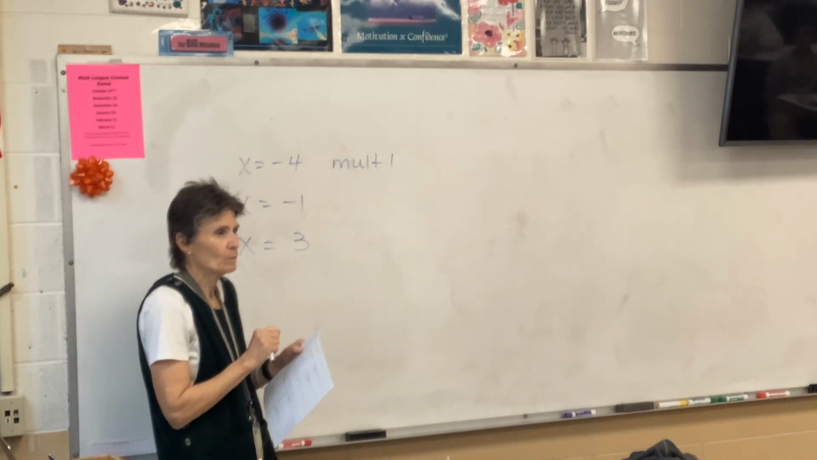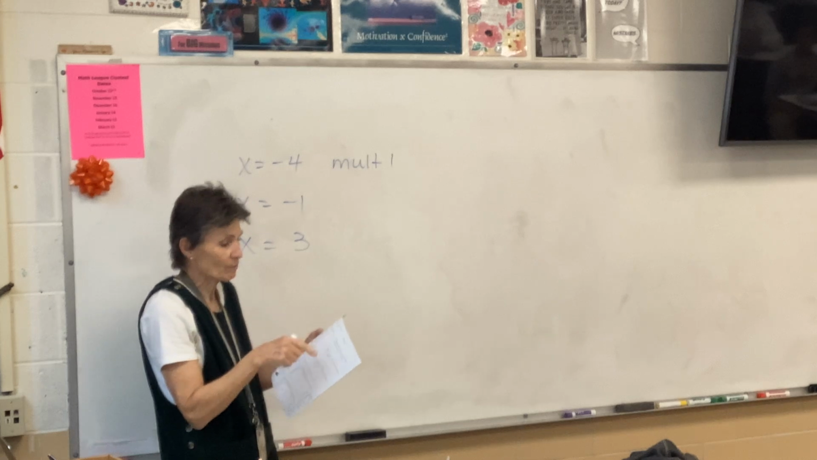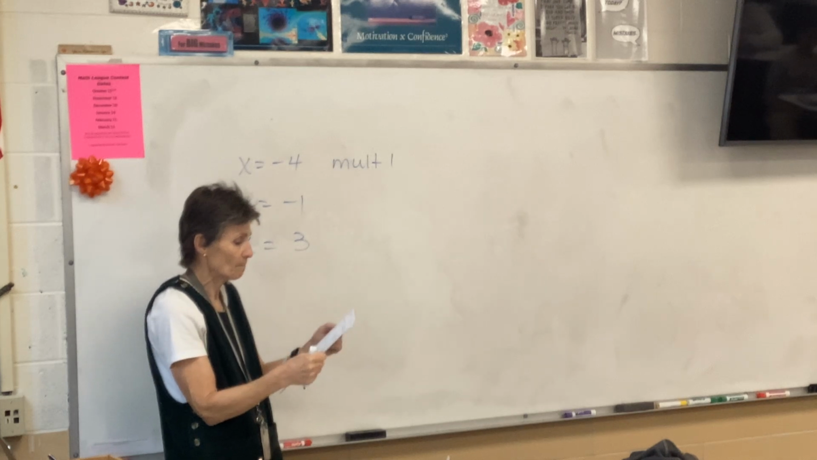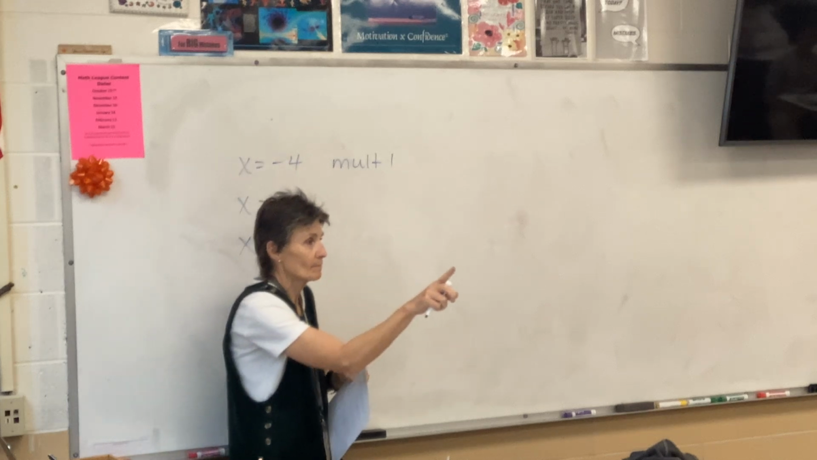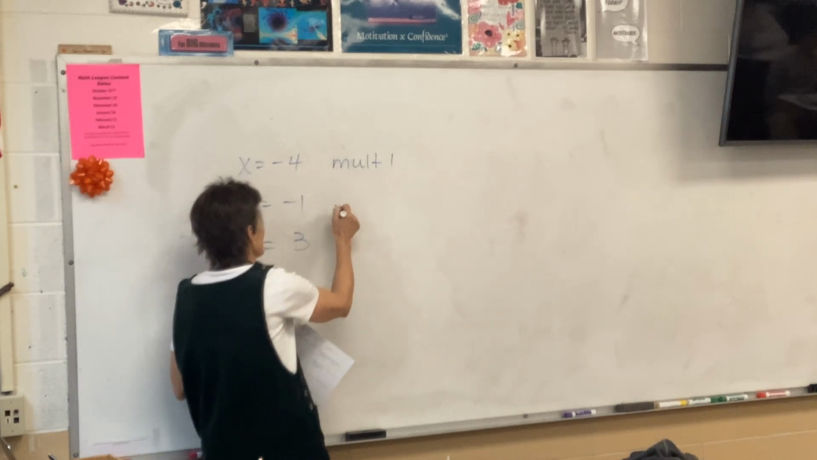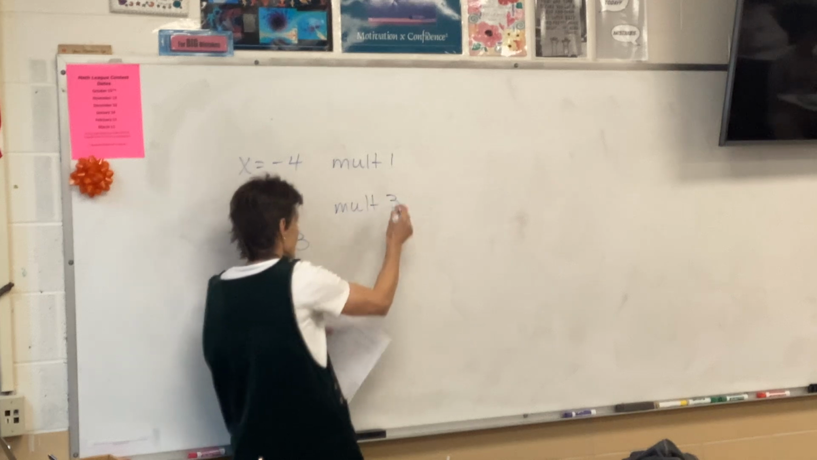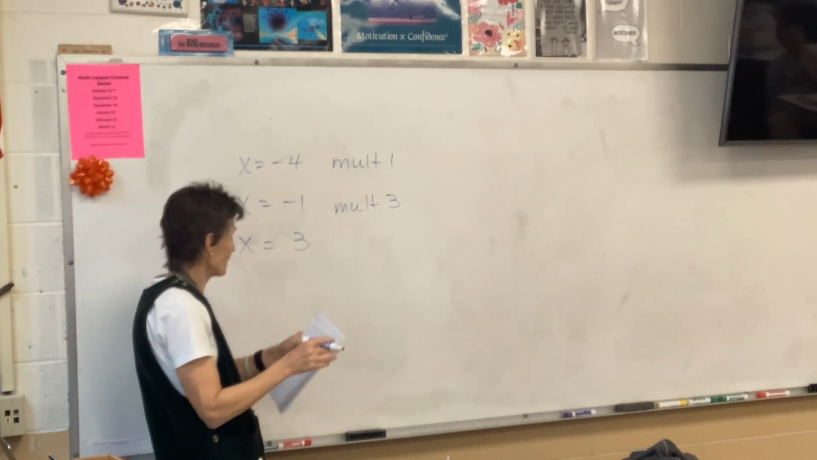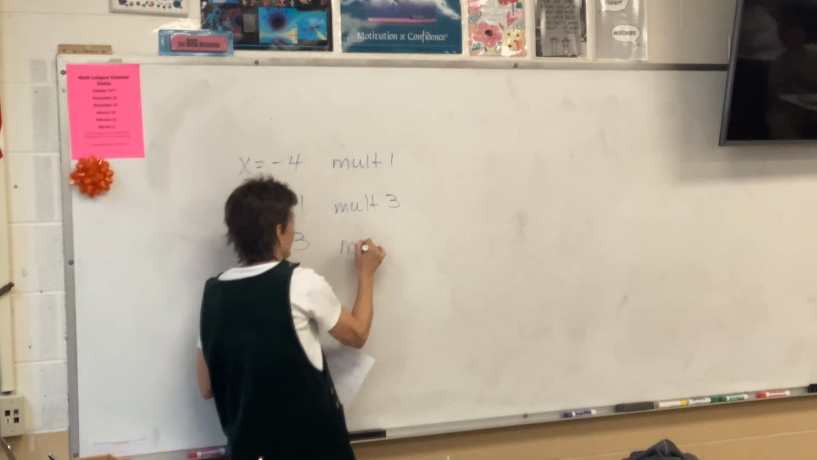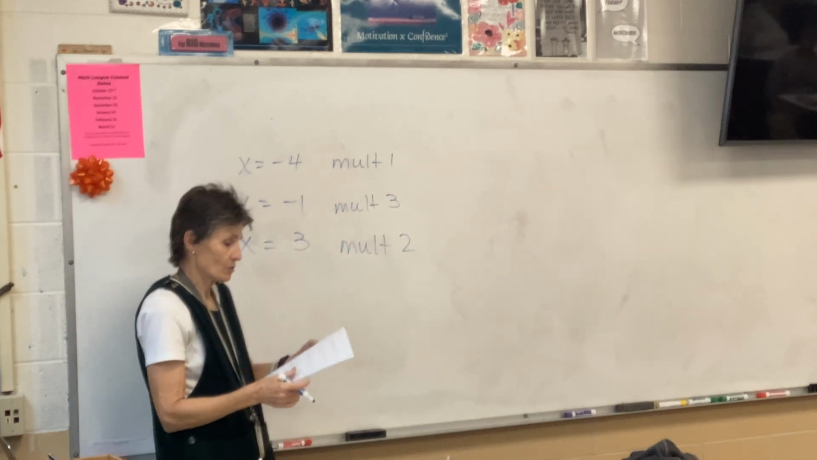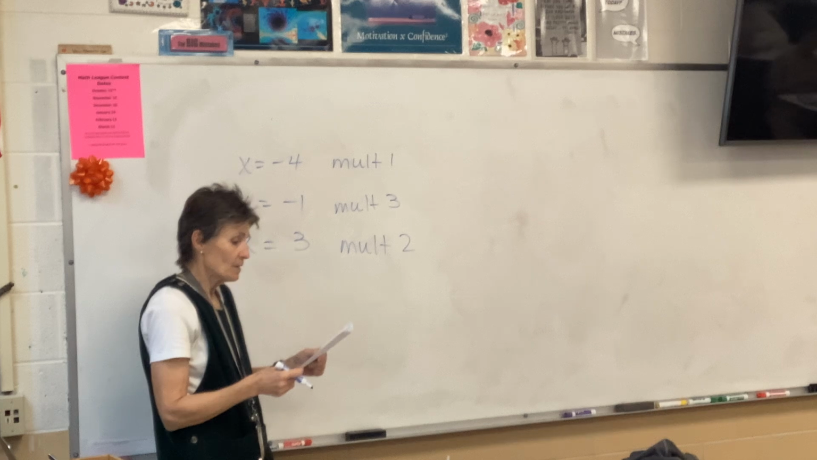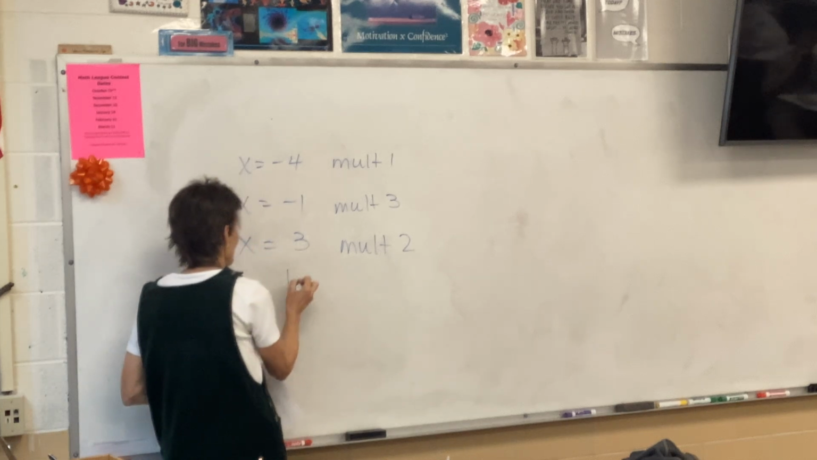Normally when it's 1, you don't write it down, but since it asks for multiplicities, I'm going to go ahead and write it down. But what about the one at -1? That's squiggling through, so that has multiplicity 3. And what about the one at 3? It bounces. It's bouncing, so it is squared. Beautiful.